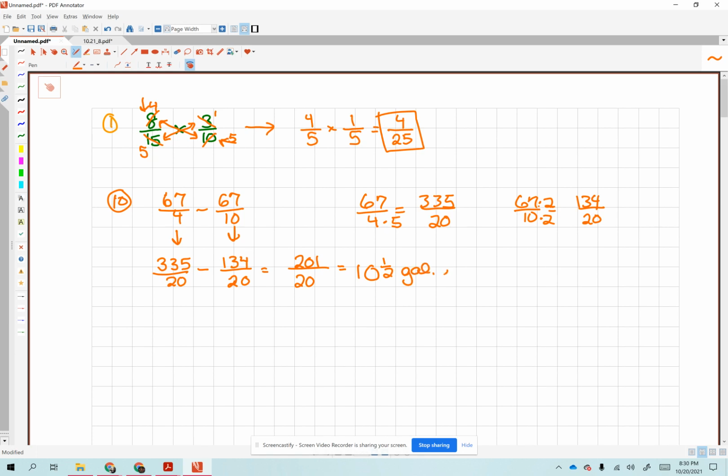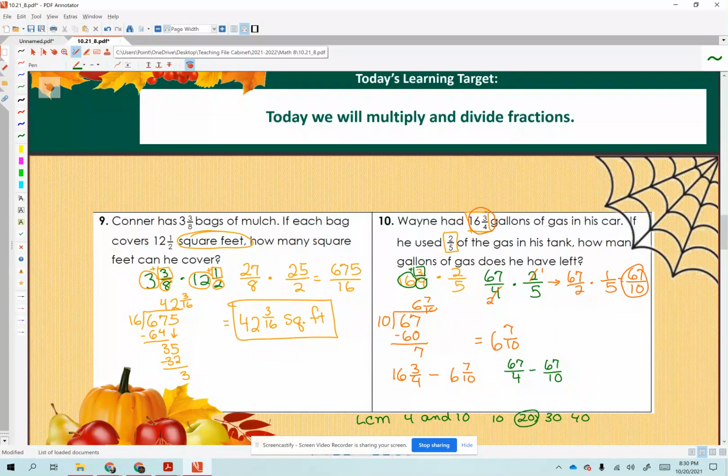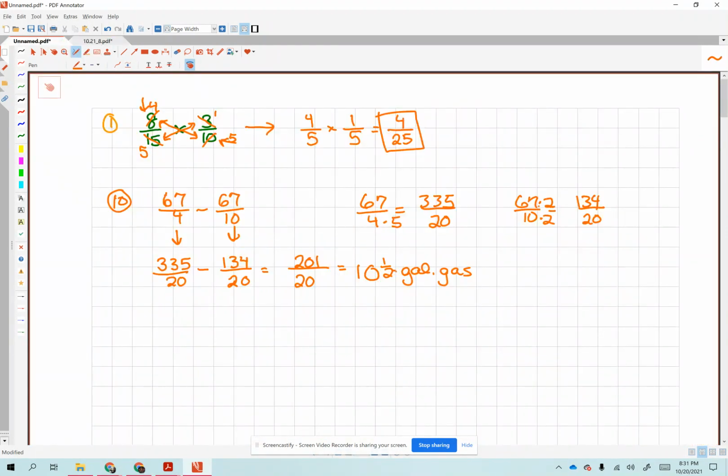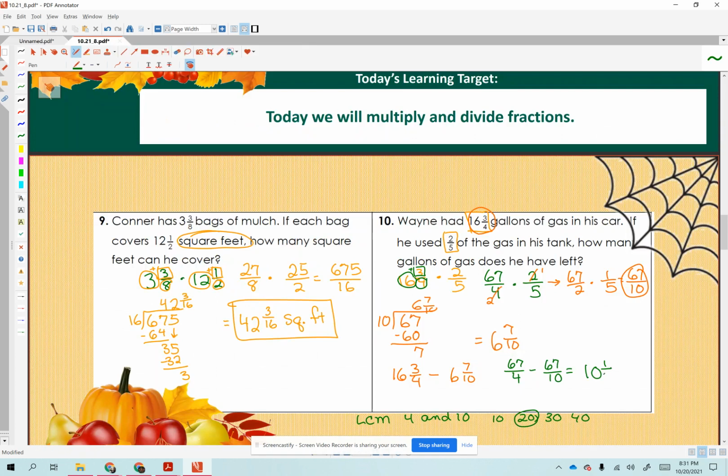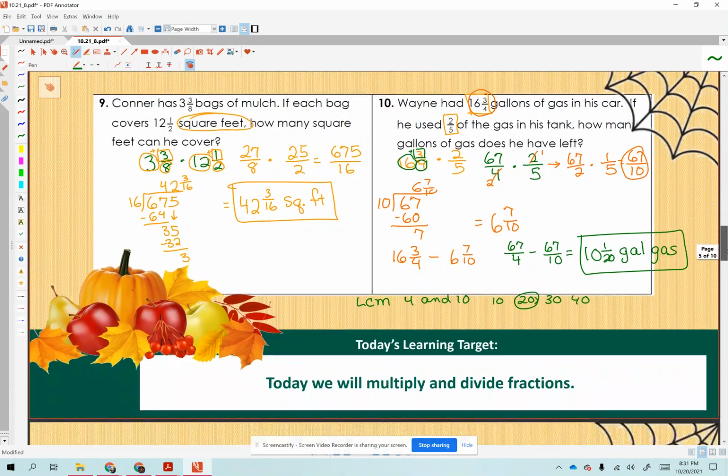And this is how much gas is left over. 10 1/2 gallons of gas. So let's put that on our paper. So we have 10, not 1/2, excuse me, 1/20. There we go. I forgot to put my 0. 10 1/20 gallons of gas left over. That was a very tricky problem. I hope you kept up with that.